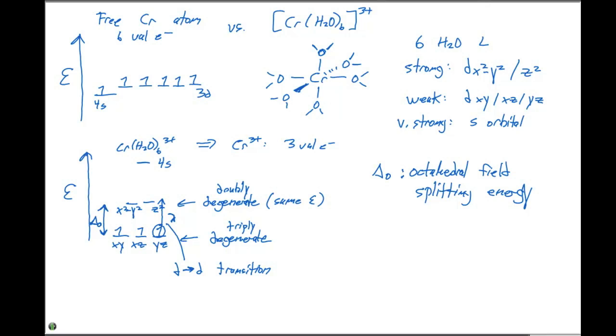And this allows us then to figure out differences in color. The color of these transition metal complexes, or the magnitude of the delta O, is going to depend on several things. The first thing it's going to depend upon is the oxidation state of the transition metal. The second thing it's going to depend on is the electronegativity of the transition metal. And the third thing it's going to depend on is the ligand.